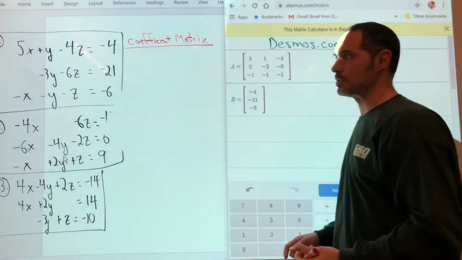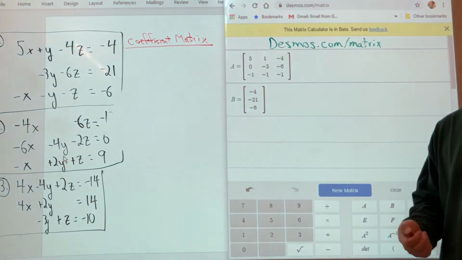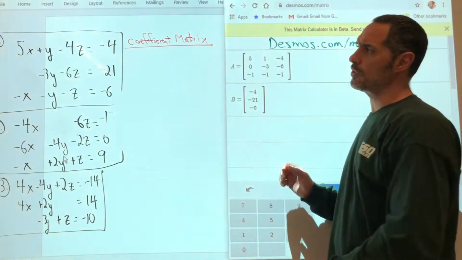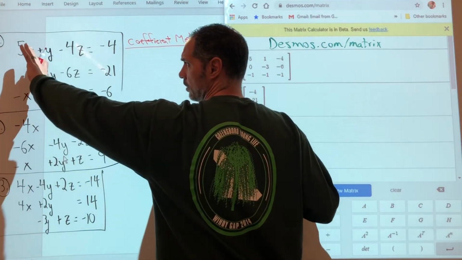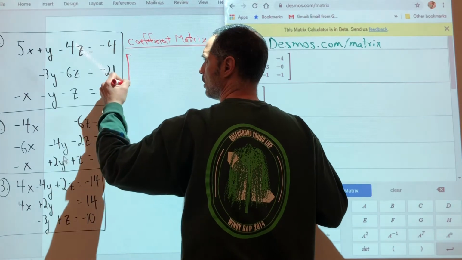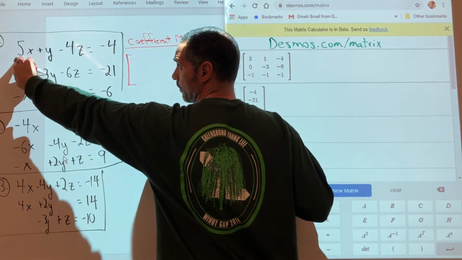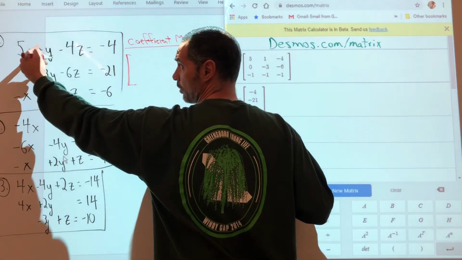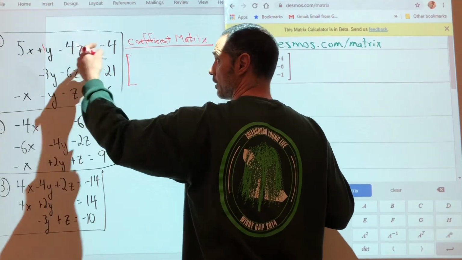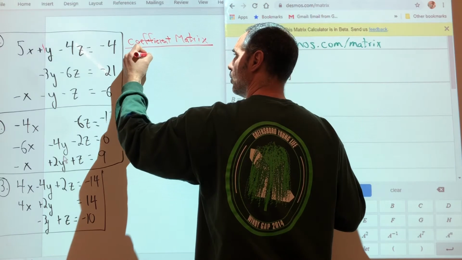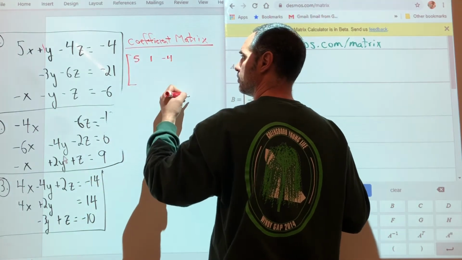And the coefficient matrix is just what it sounds like. It is a matrix of all the coefficients of x, y, and z over here. So the coefficient of x is 5. The coefficient of y, when we don't see a number, we understand that to be 1. So 5, 1, and this would be negative 4. So 5, 1, negative 4.